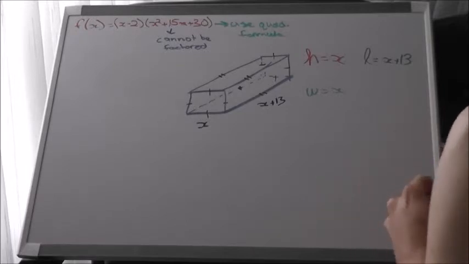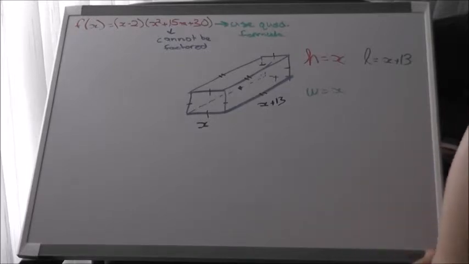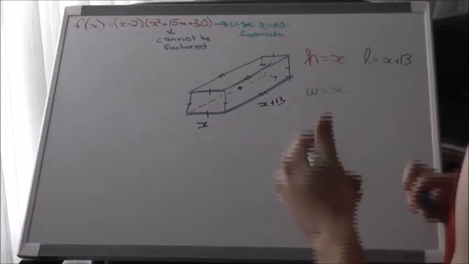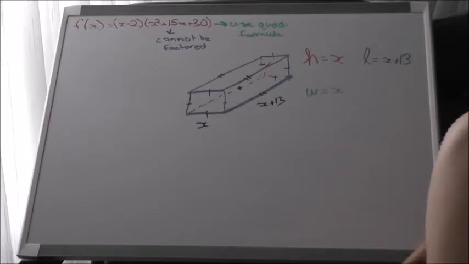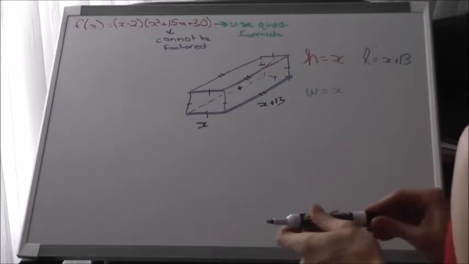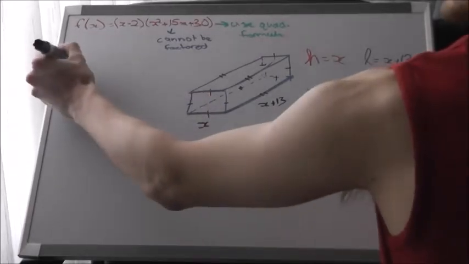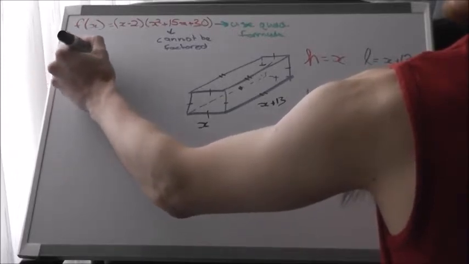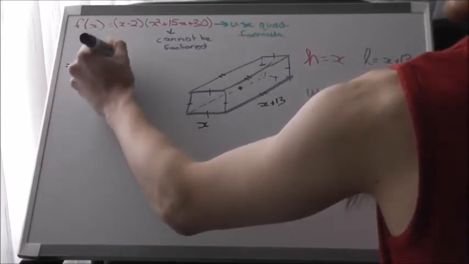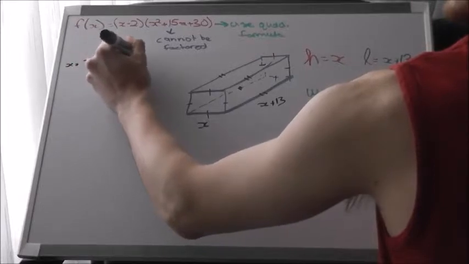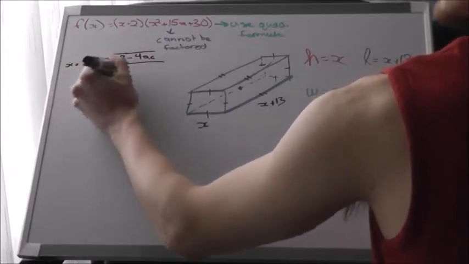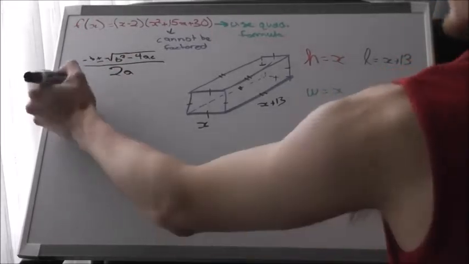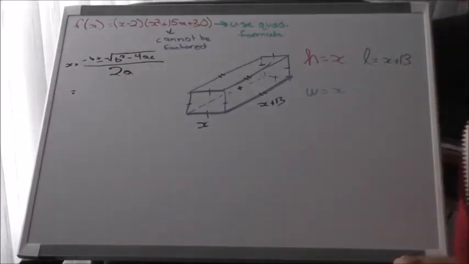In our case, finding the roots is important because it will help us determine the dimensions of the box. Now we will write out the quadratic formula, which is x equals negative b plus or minus the square root of b squared minus 4ac, and this is all over 2a. So now we'll write our equal sign.